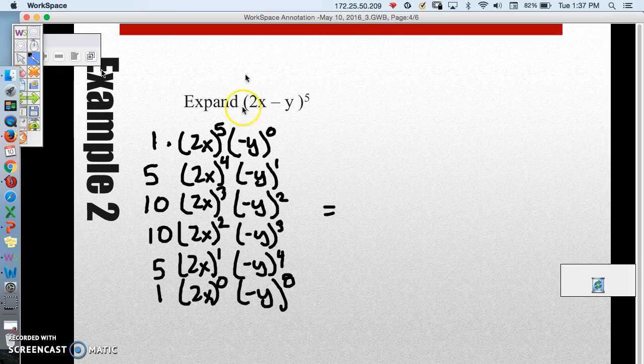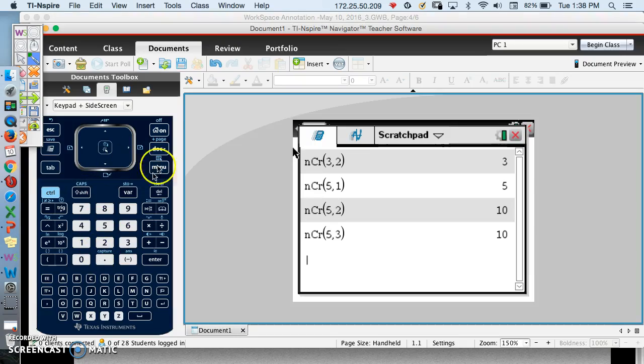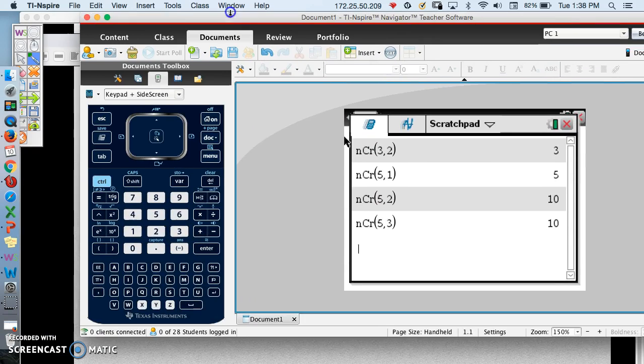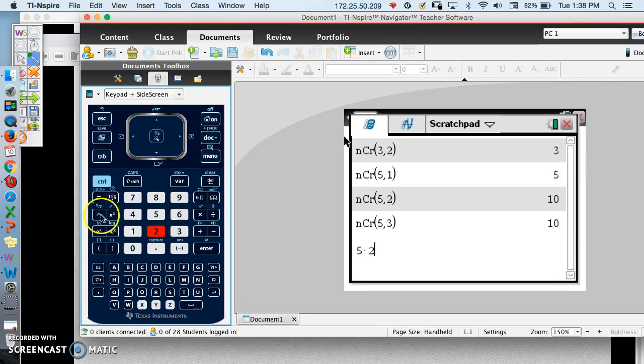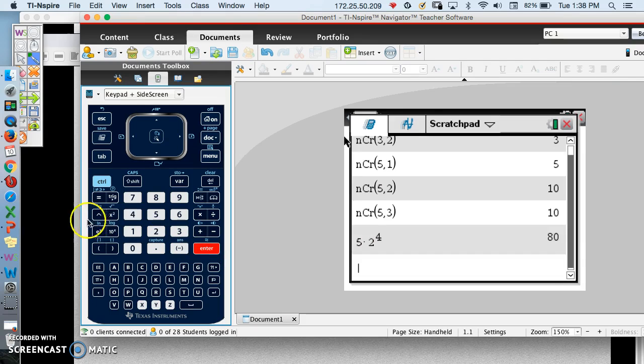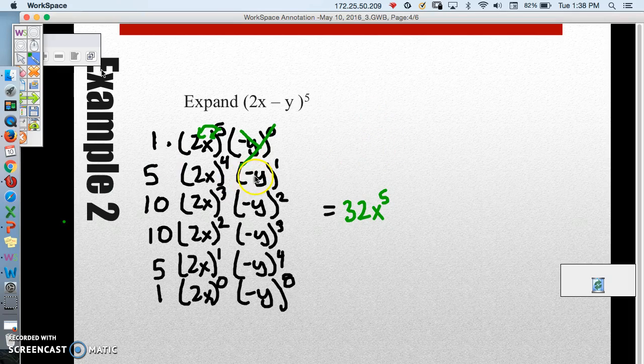So what does this equal? Well, the only tricky part here is we have to make sure we distribute here. So 1 times 2 to the 5th, so that would be 32x to the 5th, because this is just 1. 2 to the 4th, so what's our number in front? 5 times 2 to the 4th, so that would be 80. And I notice that this is a minus y to the 1st, so minus 80x to the 4th y.